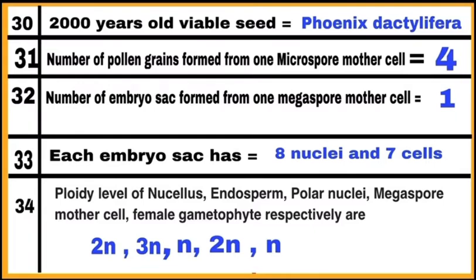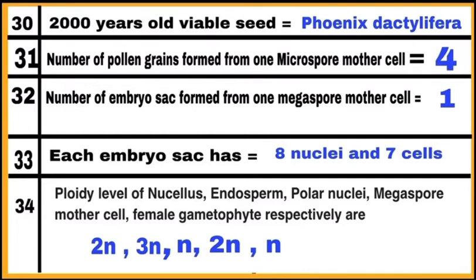31. Number of pollen grains formed from one microspore mother cell is 4. Microspore mother cell undergoes meiosis and form 4 microspores which develop into 4 pollen grains. 32. Number of embryo sac formed from one megaspore mother cell is 1. Megaspore mother cell also undergoes meiosis and form 4 megaspores, out of which 3 get degenerated and 1 develops into embryo sac.